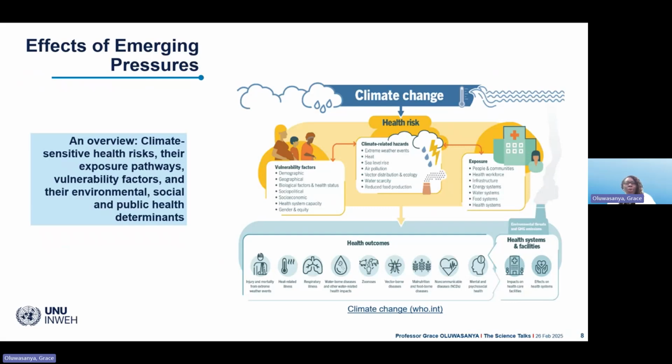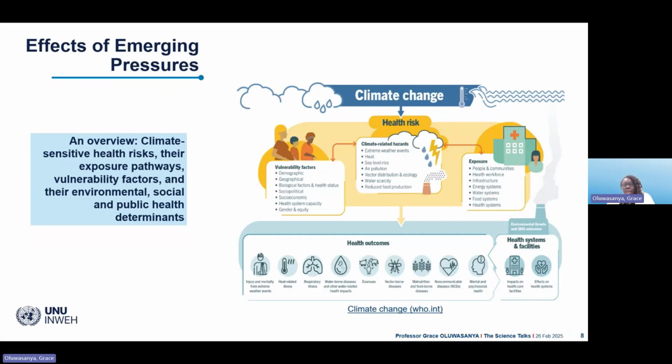We hear this over and over. This figure gives an overview of the climate-sensitive health risk, how climate change pressures superimpose on the existing interlinkages between WASH and health risk. So we can see from the vulnerability factors to the exposure pathways to the environmental, social, and public health determinants, it's just all linked. It's in there.